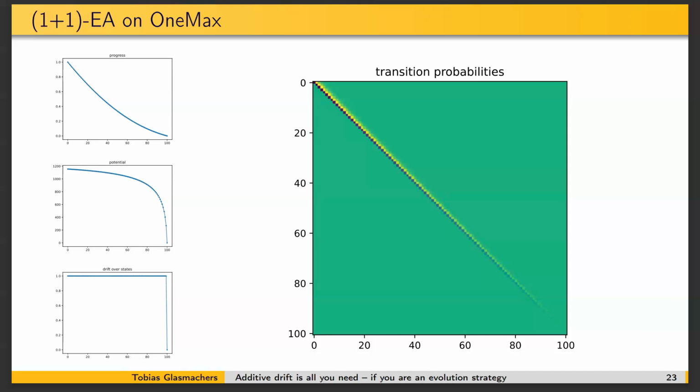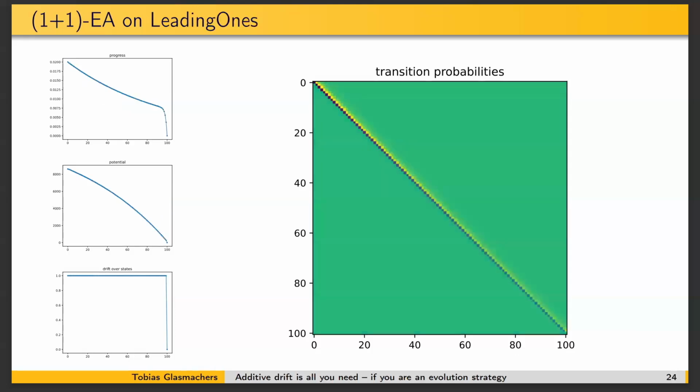So I can solve it exactly. This is the optimal lower and upper bound. If you want to know how long it takes, plug your initial state in here, and that's the expected runtime. That doesn't only work for this simple one, I can also do it for LeadingOnes.